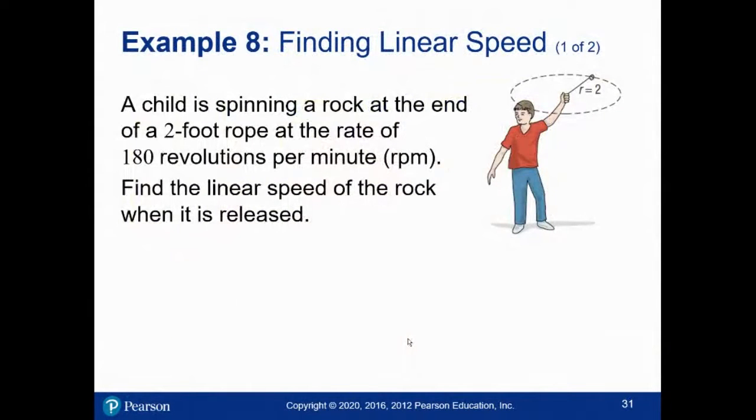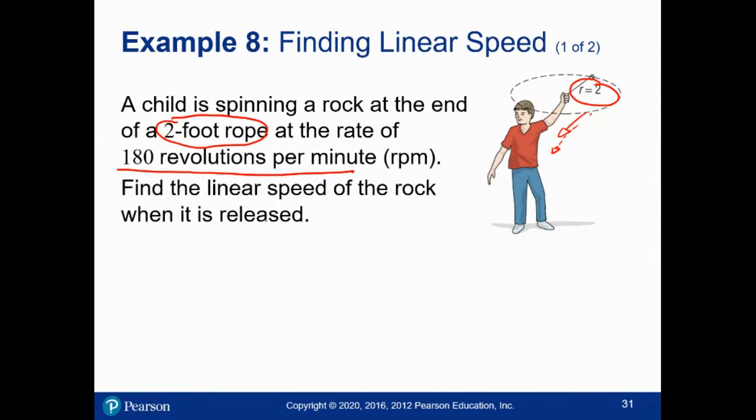We'll just apply them. So suppose you're spinning a rock at the end of a 2-foot rope at 180 revolutions per minute, so 3 times per second. How fast is the rock moving? What we're assuming here is that when the rock is released, it takes whatever velocity it had, and now it just goes in a straight direction. This is how it actually works. So we need to know how fast it's moving as it goes around the circle, and then when it's released, it will take that speed. So what does this 2 foot tell me? It tells me that the radius is 2.